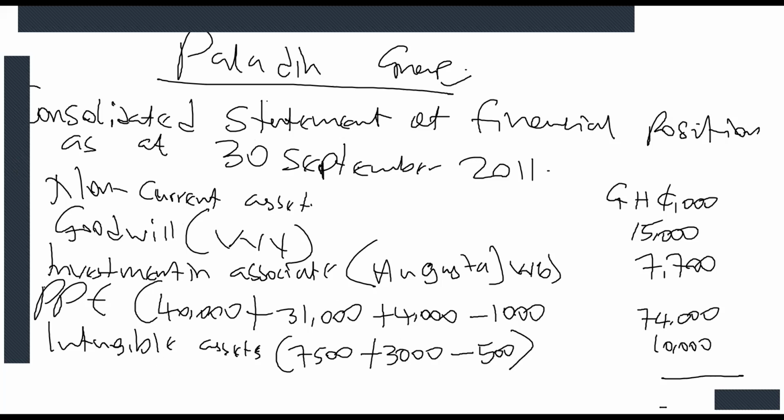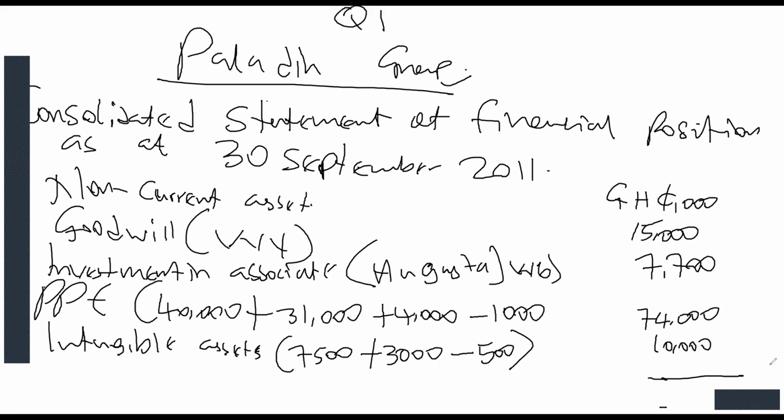Is the intangible asset correct? All right, yes, correct. Add all of them together: 15,000, 7,700 plus 74 plus 10. Answer: 106,700. Do not underline it again.